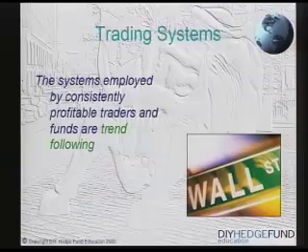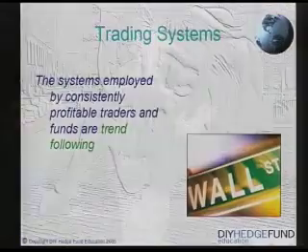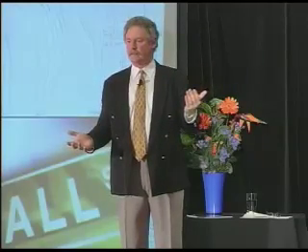Systems employed by consistently profitable traders, and I add the word consistently, and funds are trend following. They need trends. Now trends, we can call them a price distribution. We can call them a move from a low price to a high price or a high price to a low price. From planting, you look for a trend down to harvest lows. From harvest lows, you look for a trend up to planting highs. There's 2 trades a year.